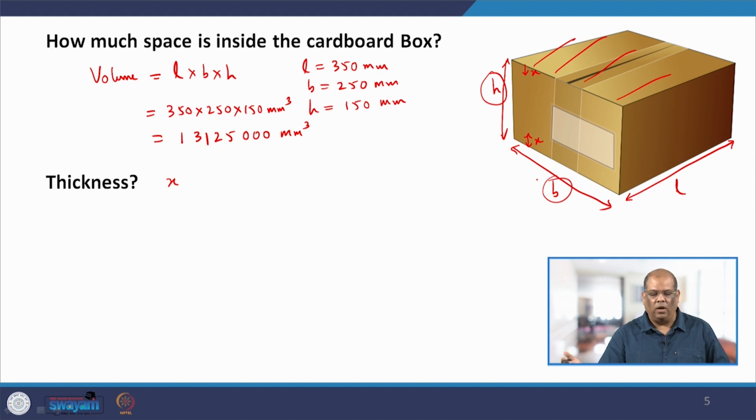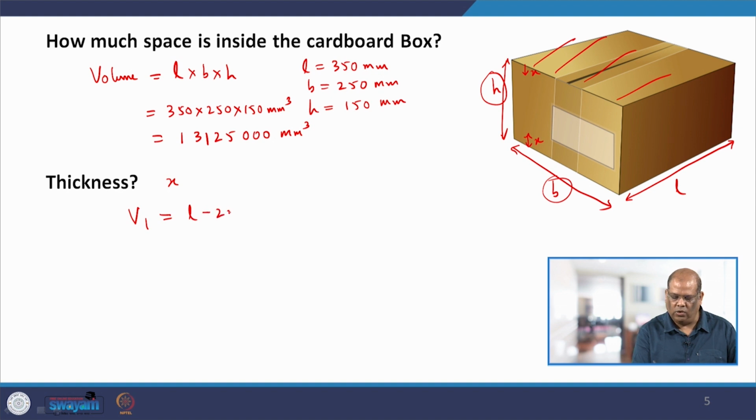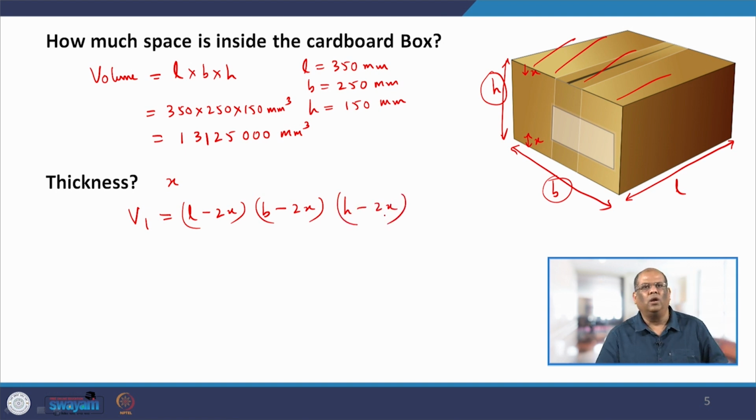So, now your new formula for the volume, if I denote it by V1, is (L minus 2x) times (B, the breadth, minus 2x) times (the height minus 2x). So, if you include the thickness of this cardboard box, your new volume is given by V1. Suppose I take the thickness to be 4 millimeter.